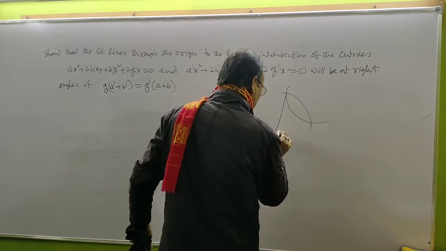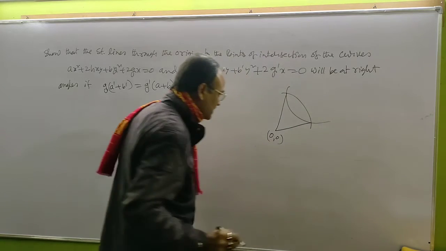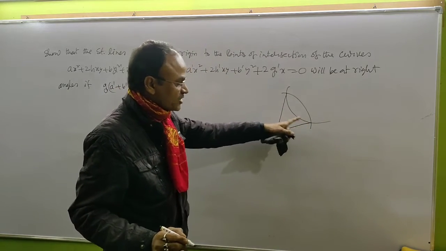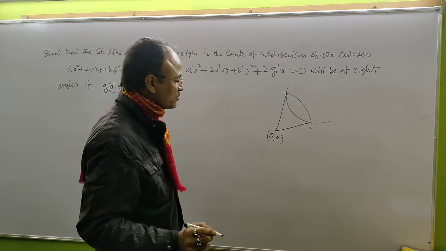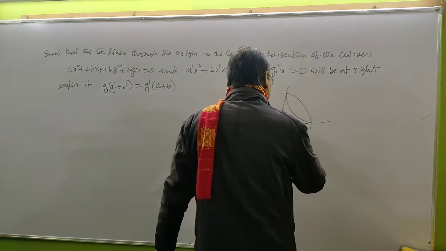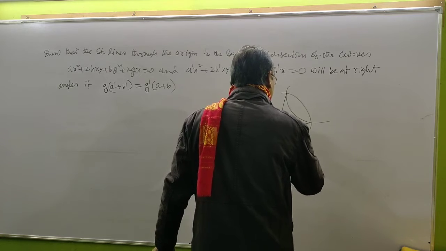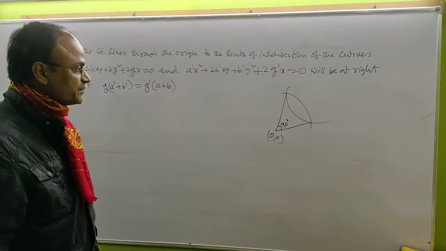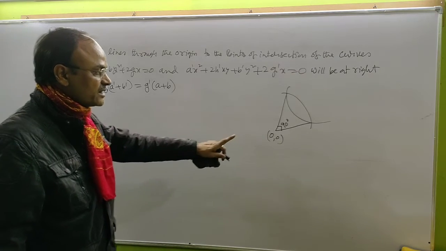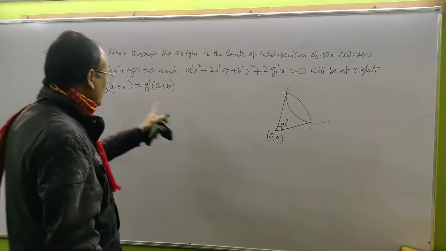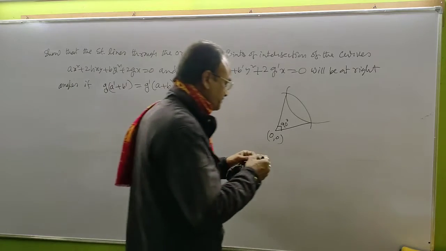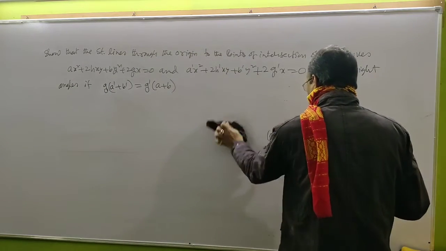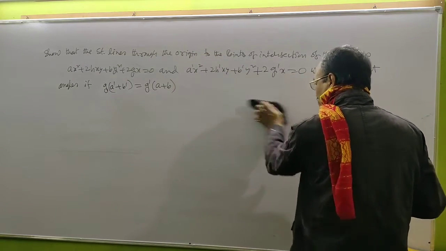We join the origin to the points of intersection of the two curves. This angle will be a right angle, 90 degree. If this angle is 90 degree, then we have to show that this is equal to this. Now, see.